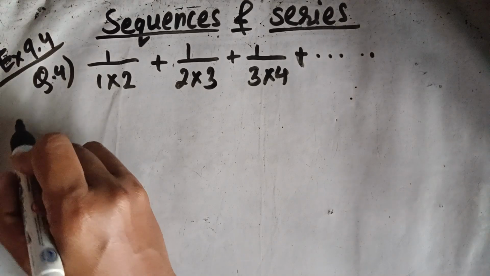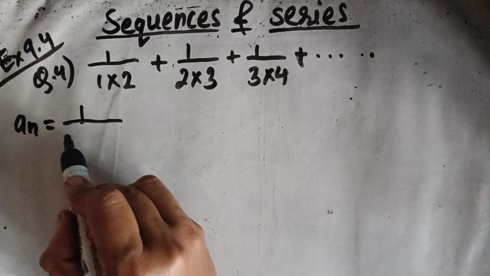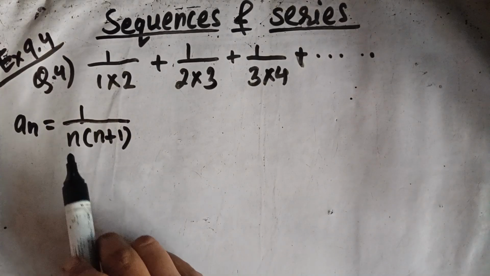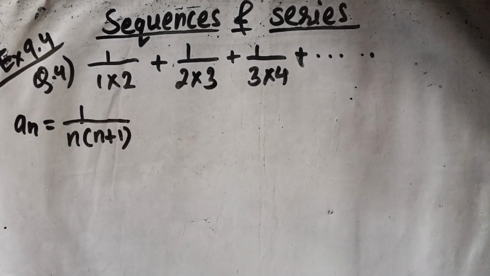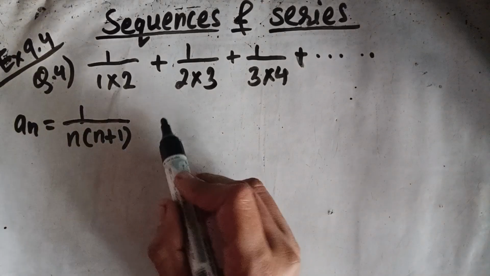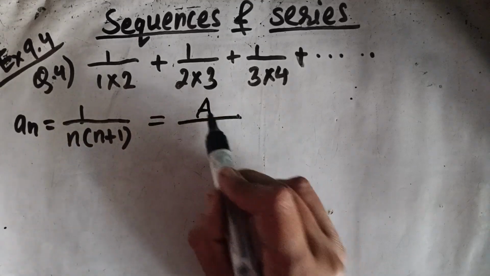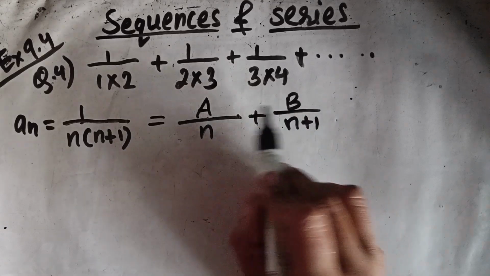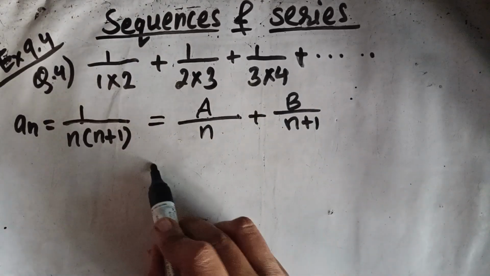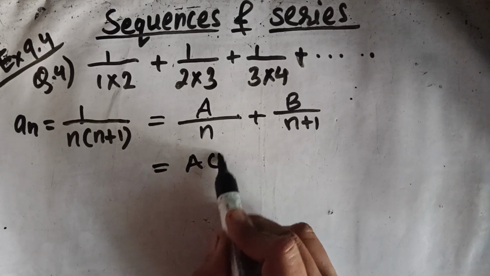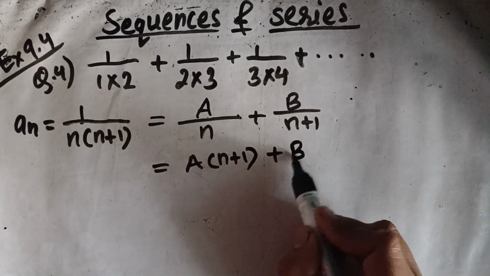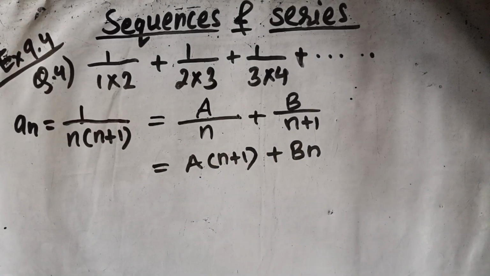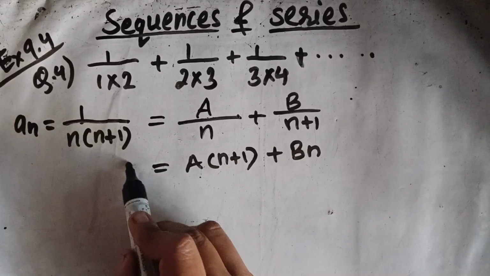Okay. So this an is 1 upon n into n plus 1. So we have to separate this denominator so that it will be easier to calculate the sum. Okay. So you can use here partial fraction, that is you have to put a upon n plus b upon n plus 1. So you have to find out a and b. So if you cross multiply this, you will get a into n plus 1 plus bn upon this n into n plus 1, and here also n into n plus 1 is there. So it gets cancelled.